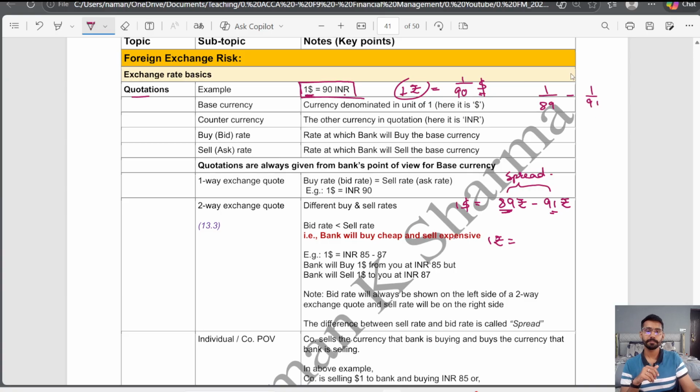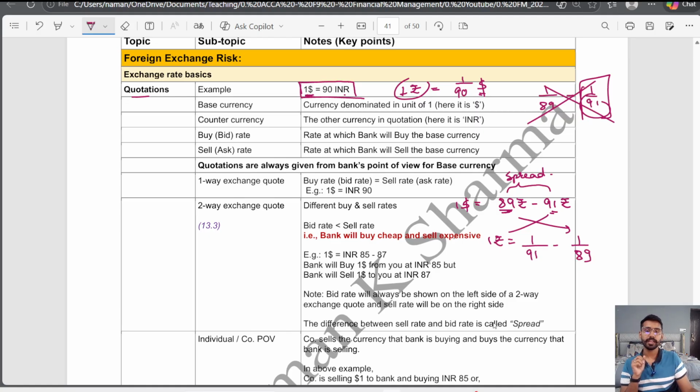Can you do this? No. Why? Because 91 is bigger as the denominator, so 1 upon 91 is smaller, and your buy rate is always on the left side. So you will inverse it, but you will also change the sequence. So this will be here and this will be here. So 1 by 91 to 1 by 89.